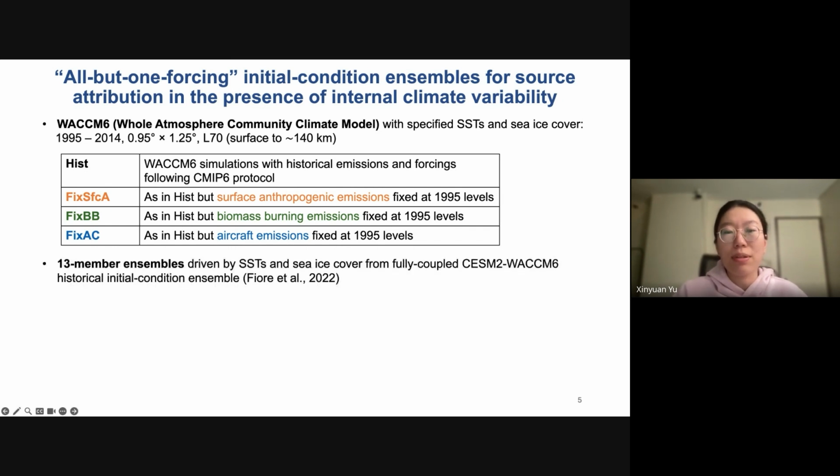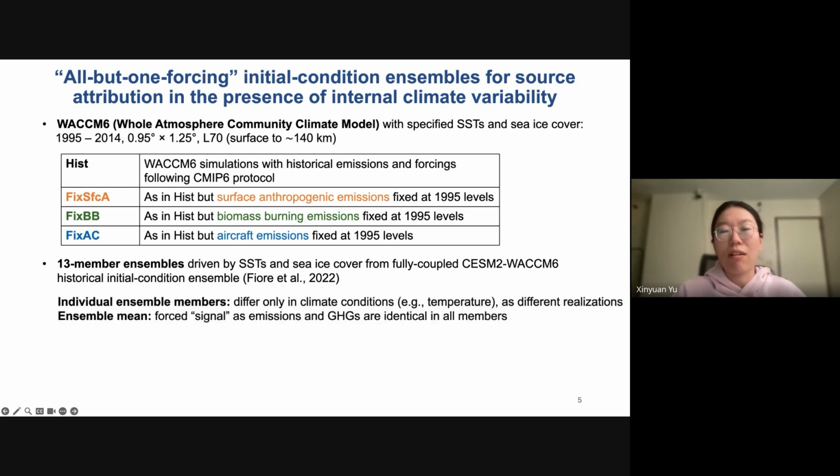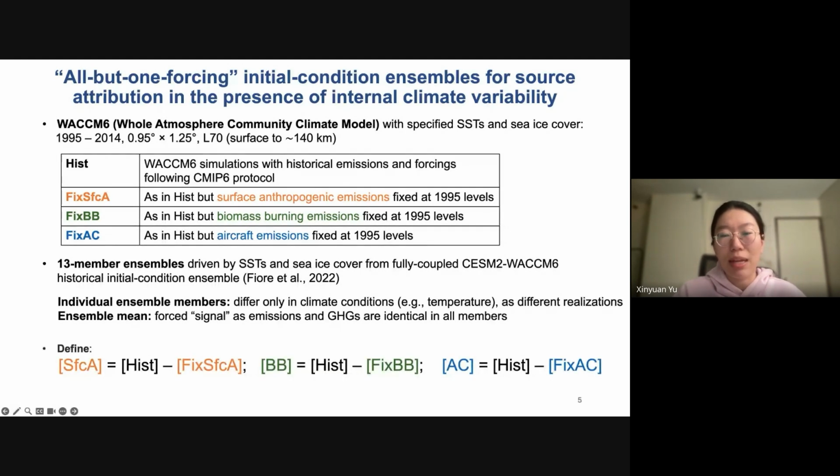The 13 ensemble members are created using sea surface temperature and sea ice cover archived from a fully coupled CESM2 historical initial condition ensemble. Therefore, the individual ensemble members differ only in the climate conditions, and they are treated as different realizations. The ensemble mean is our best estimate of the signal, by averaging across the noise resulting from different climate conditions. I use brackets to denote the ensemble mean and define the signal of each emission source as the difference between the ensemble mean of HIST and the ensemble mean of the fixed run.